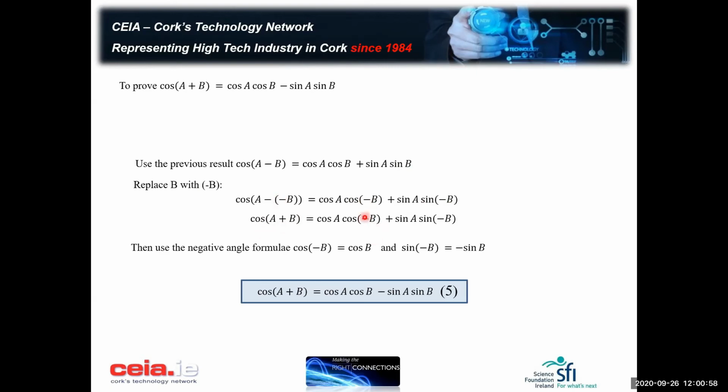The cosine of minus B, of course, is cosine of B. That's from the negative angle formulas. The sine of minus B is minus sine of B. So substituting those in, this remains as cosine A cosine B, but this changes to minus sine A sine B.